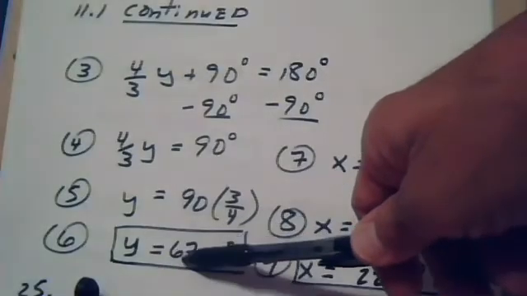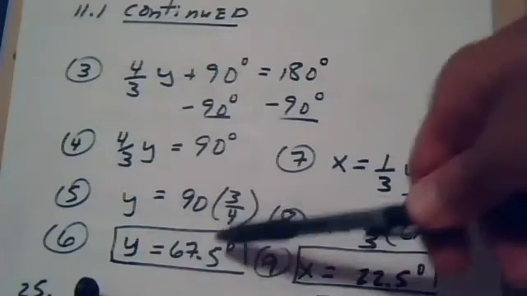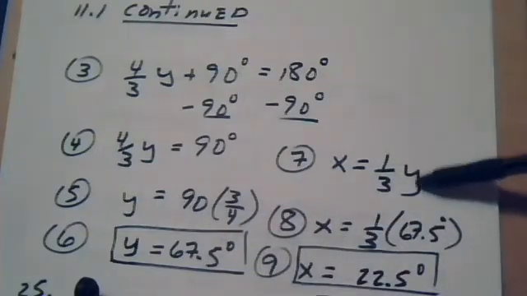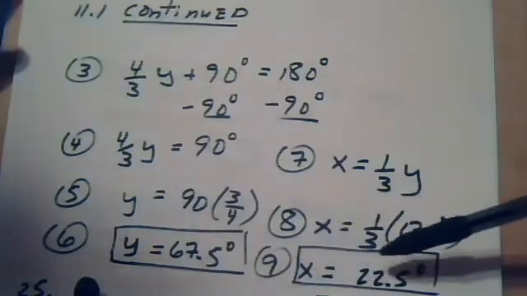Now that you found the y, you could use that formula we mentioned before. And now that you know the y, you could substitute for this y and continue. And with this, you could find x equaling 22.5 degrees.